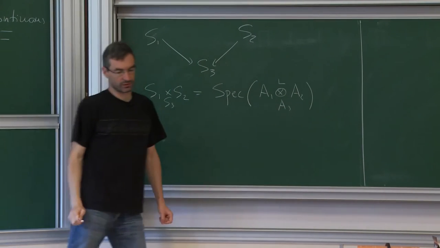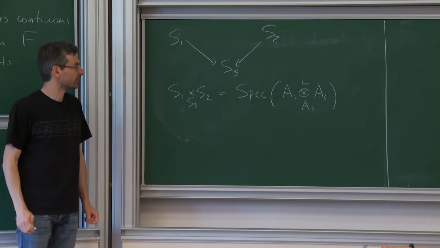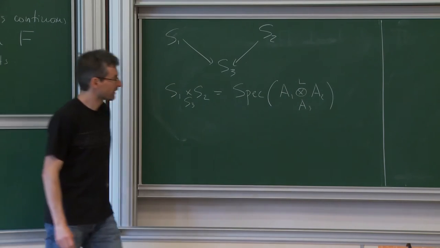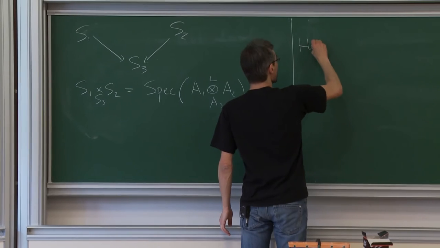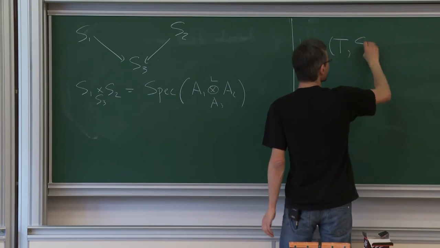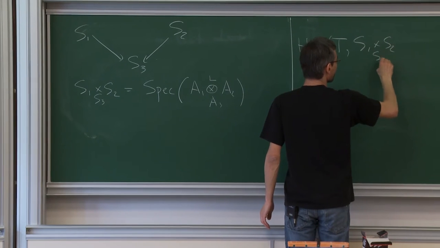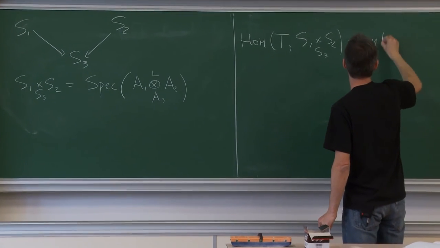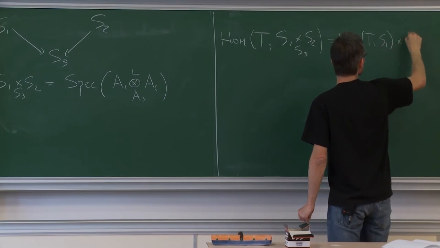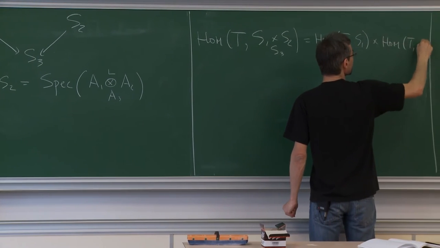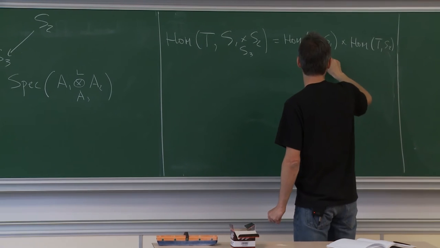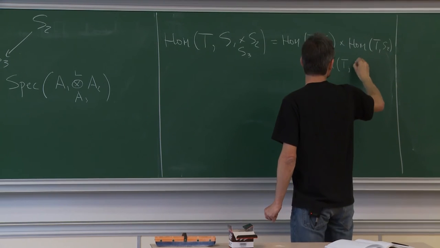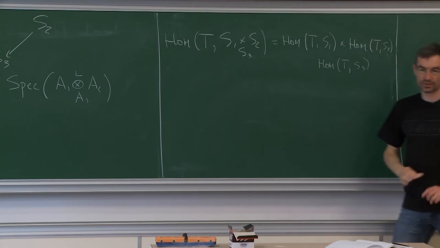But Grothendieck taught us it's not good to just give definitions by explicit formulas. When you define an object, you want to say what functor it represents. So in ordinary algebraic geometry, we know that Hom from T to the fiber product is to map like this. So this is what happens in ordinary algebraic geometry.